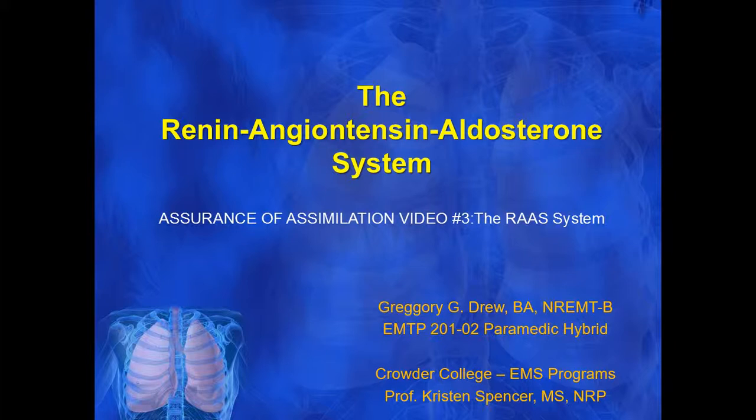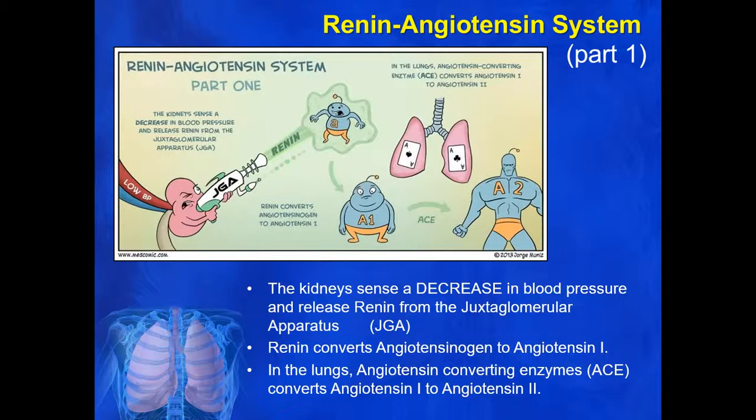Today I will be bringing you the discussion on the renin-angiotensin-aldosterone system, otherwise known as the RAAS system. The body has many systems that work together in order to maintain homeostasis. The renin-angiotensin-aldosterone pathway is no different.